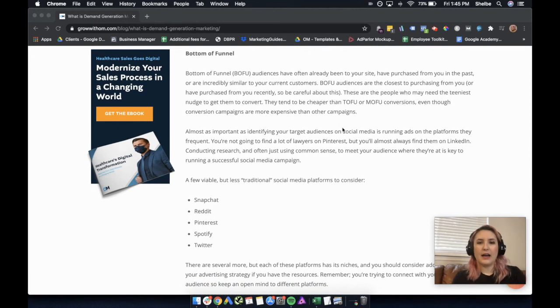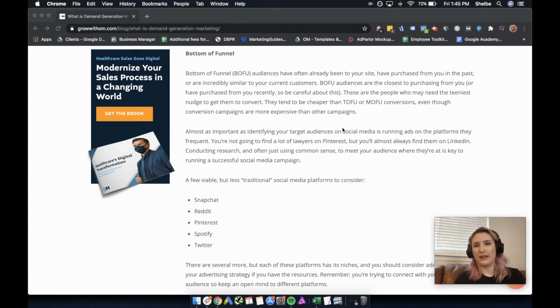At the bottom, the BOFU audiences, they've typically already been to your site. They might have purchased from you in the past. There's that chance for reconversion, or they are very, very similar to your current customers. BOFU audiences are typically the closest to purchasing from you. They really only just need that little push over the edge to make them finally convert. You do have to be careful because they are so close to converting that they tend to look very similar to people who have converted.